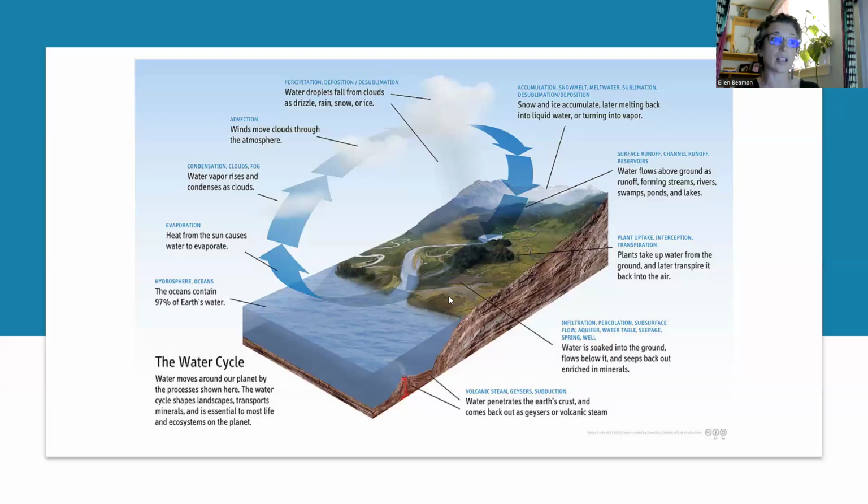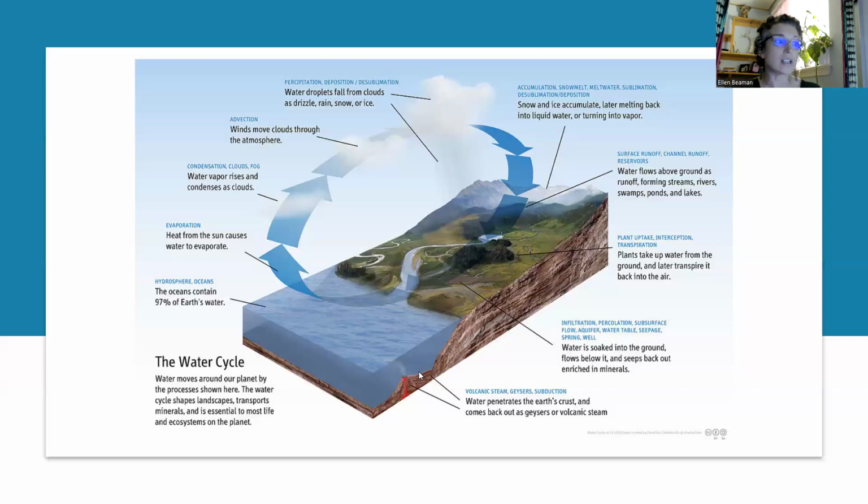Then we have, if we go down towards the lower part of this graphic, the lower part of the water cycle, water is soaked into the ground, it percolates in, it will make its way into the ocean where we have something that I always forget is happening: there's volcanic activity on the ocean floor.